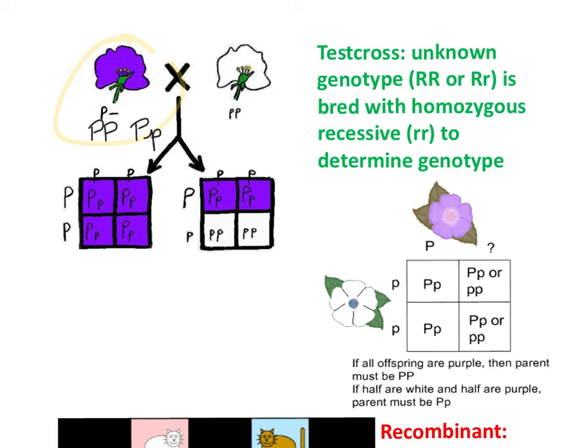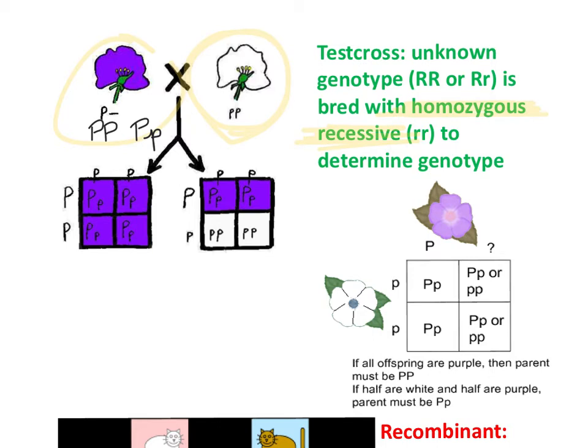If I see a white flower, however, I do for sure know that its genotype must be homozygous recessive because it cannot have that big P. If it had that big P, it would automatically look purple. So in a test cross, we are always breeding to a plant or to an organism that is homozygous recessive. From the resulting offspring, I can then make a conclusion about the parent.